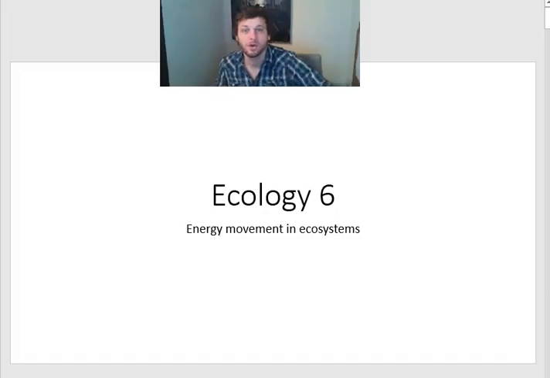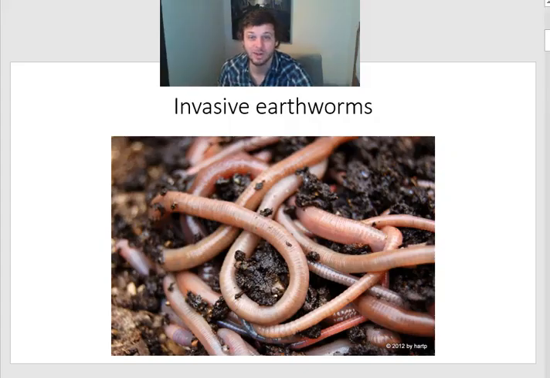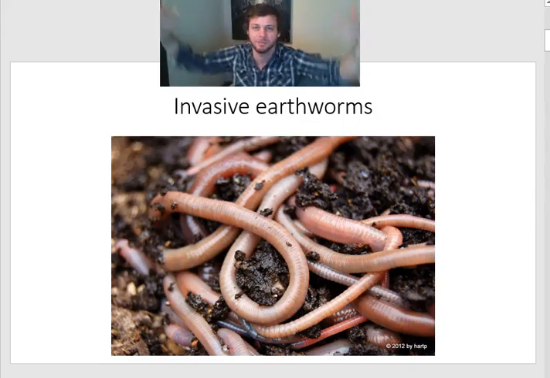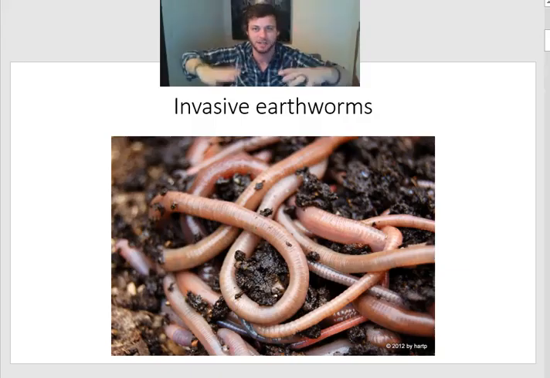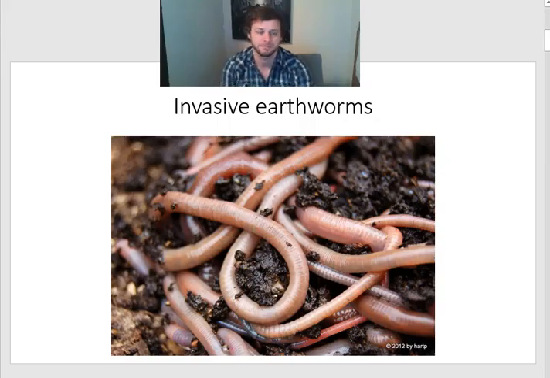All right. So this week we are talking about energy and movement in ecosystems. To start off, let's just talk about the invasive earthworms. During the Pleistocene, during the Ice Age, glaciers came down. And they came down and went up and came down and went up lots of times. And each time they kind of just went further and further down North America.